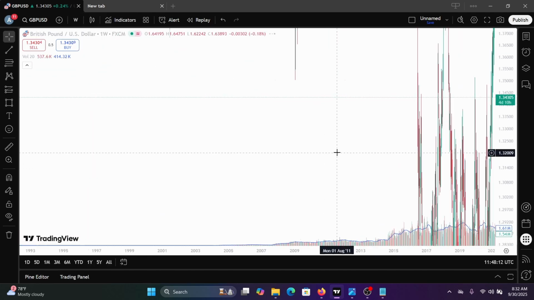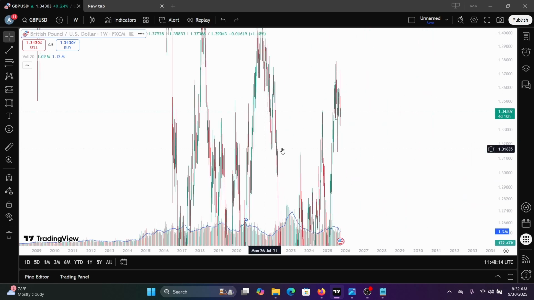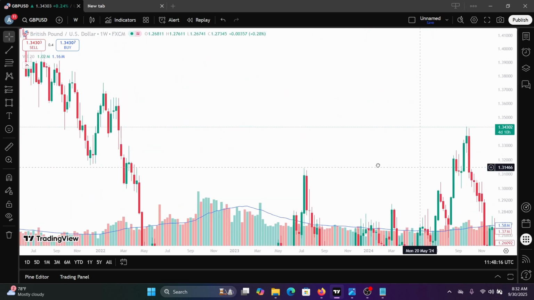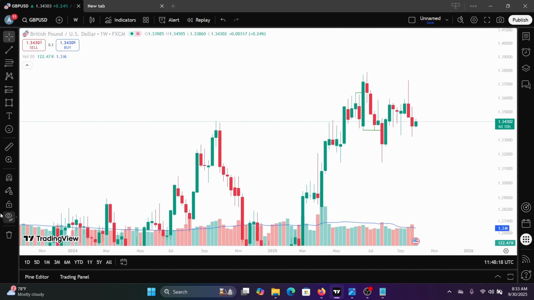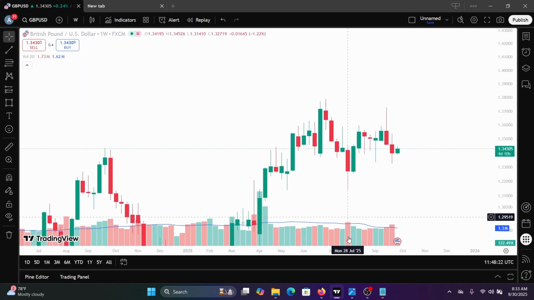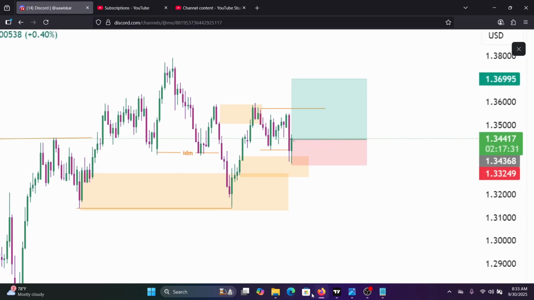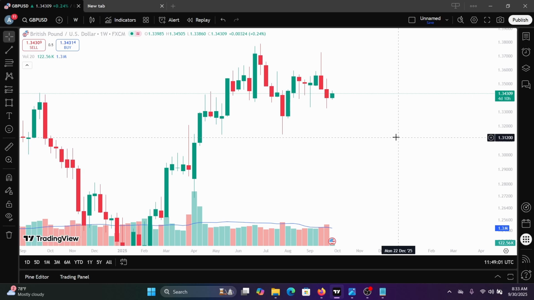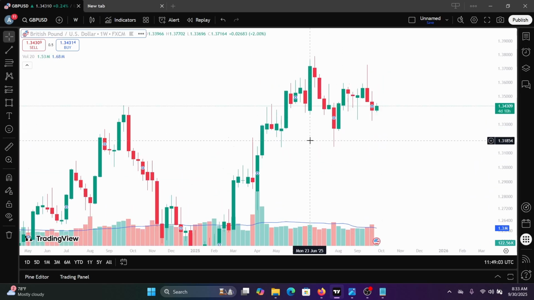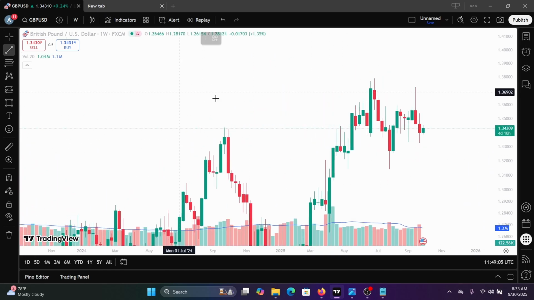Now at weekly, the main basis of this trade comes from the weekly bias. The weekly bias over here, look at this. The weekly bias I have comes from this particular place. So you can see a break of structure over here, right?